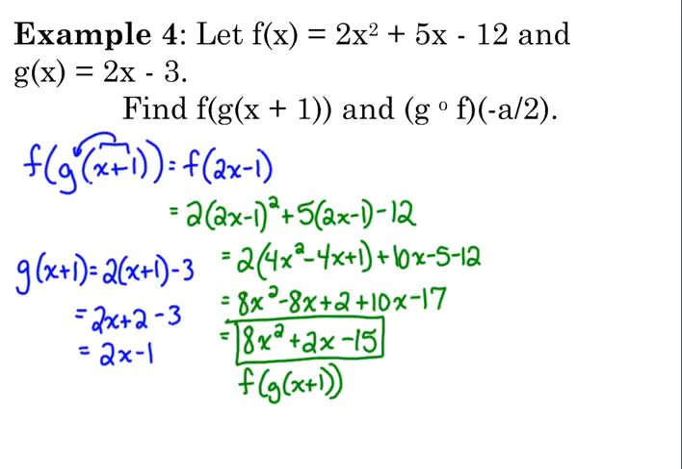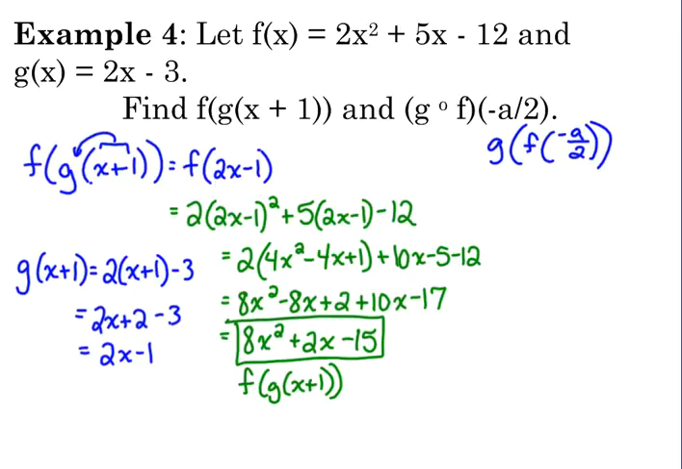Okay, let's do the other one. Let's do g of f of negative a over 2. Now just remember, that's what we're looking at. That's just the other notation. I don't want that to throw you off. I prefer the parentheses. I think most of you prefer the parentheses, so just rewrite it using the parentheses.